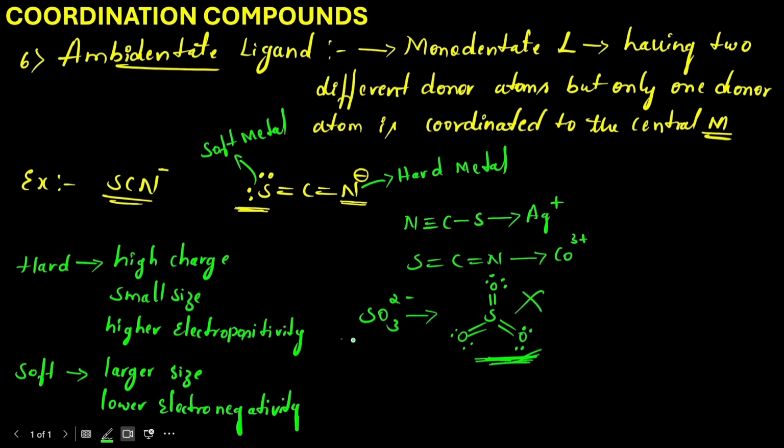If you write the structure of SO3 2 minus in this way, that is S double bond O and here S single bond O minus and here S single bond O minus. So in this case, sulfur will be having a lone pair of electrons. Therefore, sulfur also acts as a donor atom and oxygen also acts as a donor atom. But out of these two donor atoms, only one donor atom coordinates with the metal. Therefore, this is an example for ambidentate ligand.